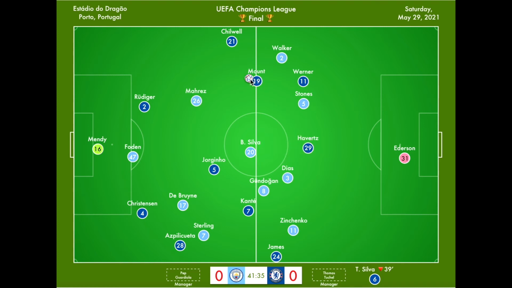And Mount collects himself on the ball, and then he notices, oh, this lane is wide open, gets the pass over here to Havertz for the critical pass, and at that point, he's through on goal as well.